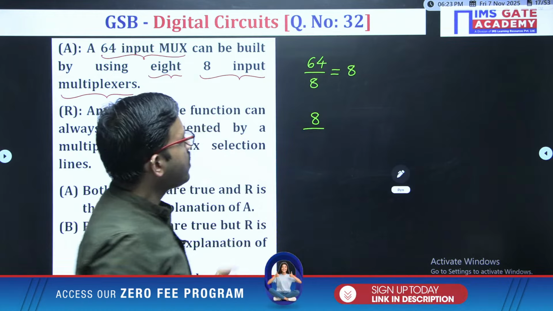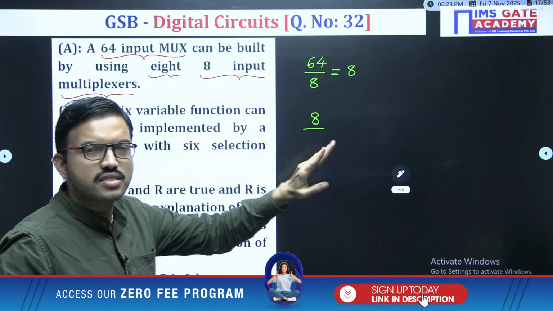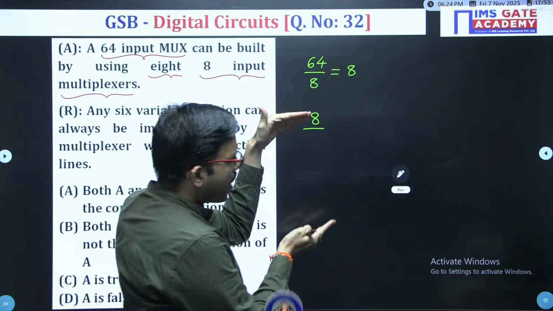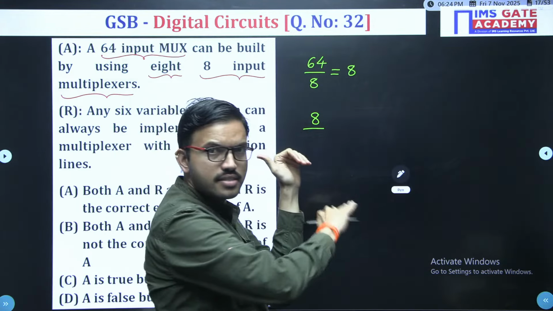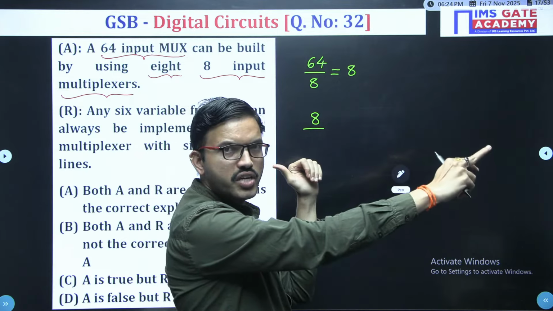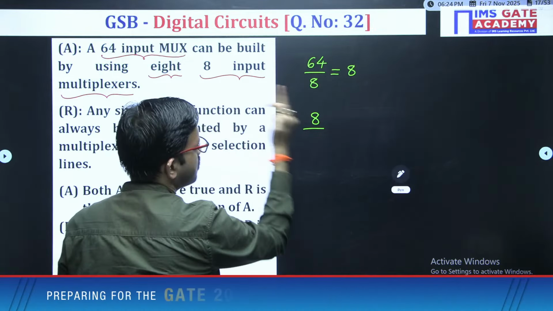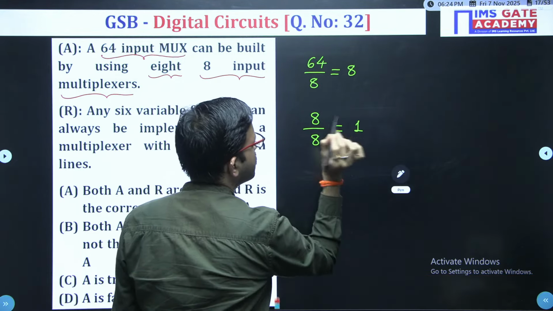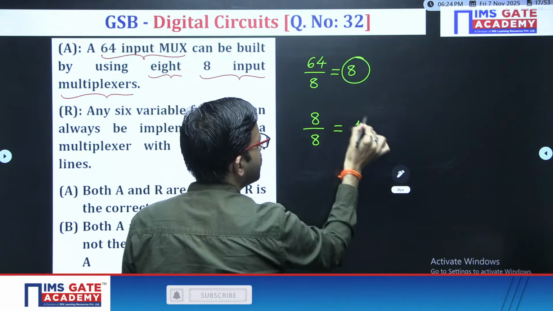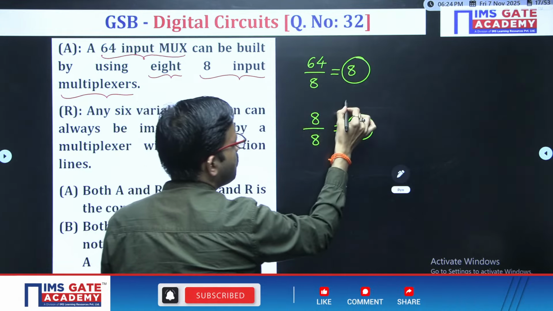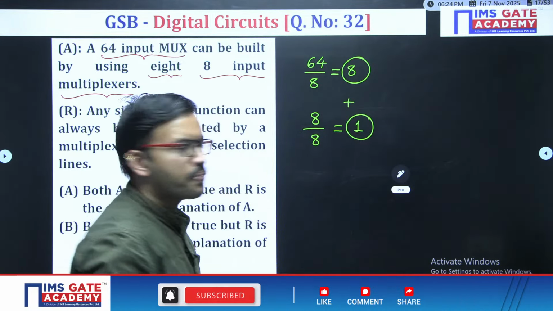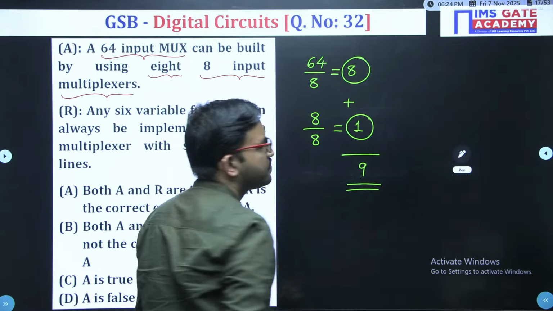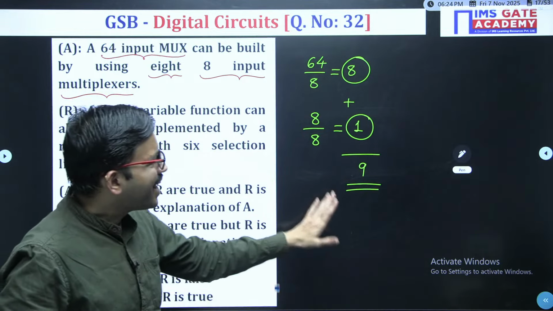Now, for the overall 64 by 1 mux, the number of output lines required is 1. But after the first stage, you get 8 lines. Your final objective is to get 1 line, right? So here you are allowed to use an 8 input mux, so you can consider one 8 by 1. That means at the first stage you require 8 and at the second stage you require 1. Together you require 9 8 by 1 muxes.